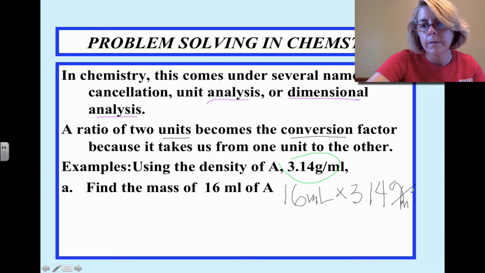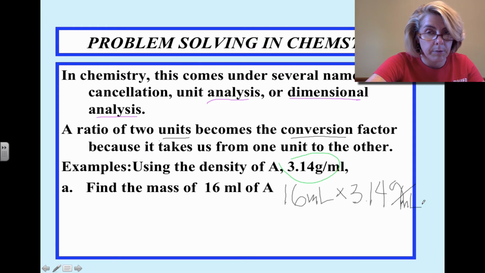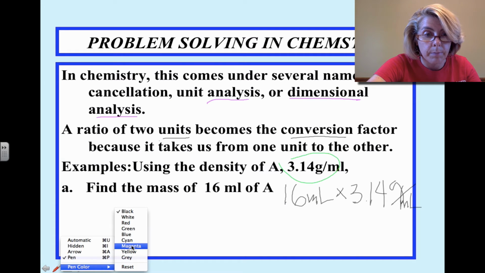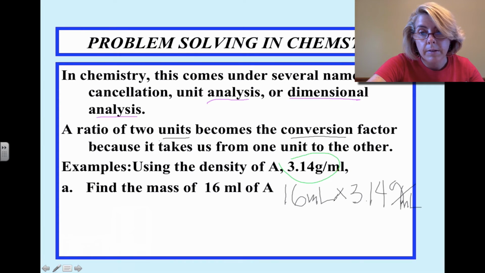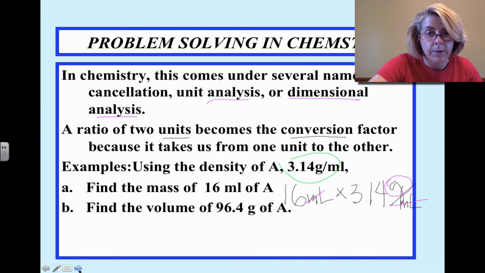Now, there are no naked numbers in chemistry. Notice that you have to put units next to your number. If you don't, I will take points off when you're doing your quiz, because the advantage to this is you cancel out the units and you're left with grams. So I'm not going to do that calculation for you. You can do that yourself, but don't be surprised if you see that on the video assessment.